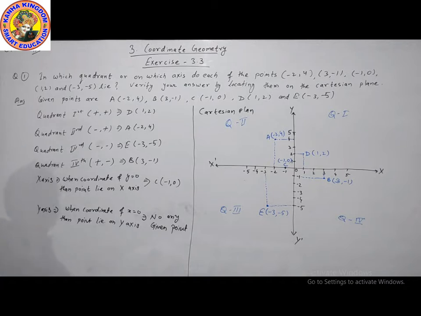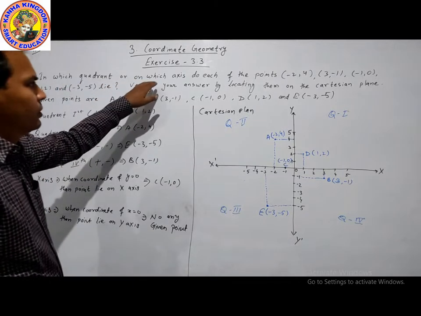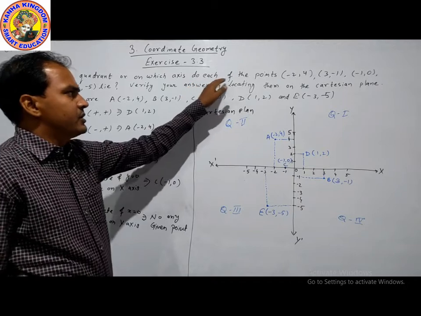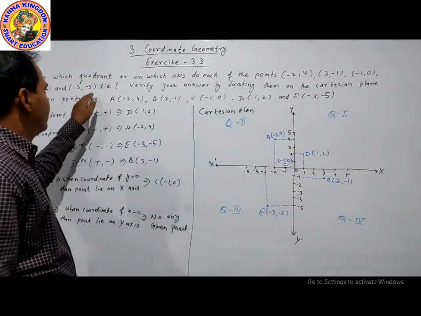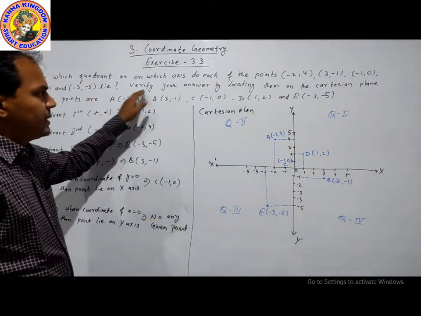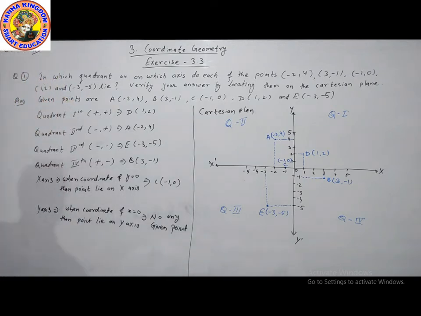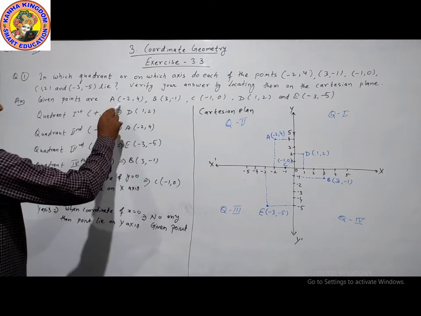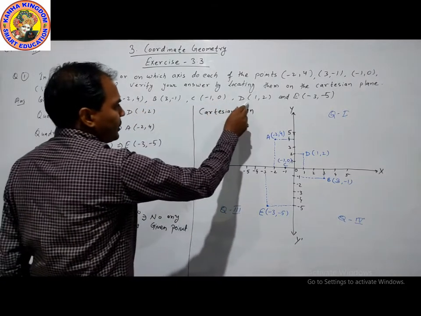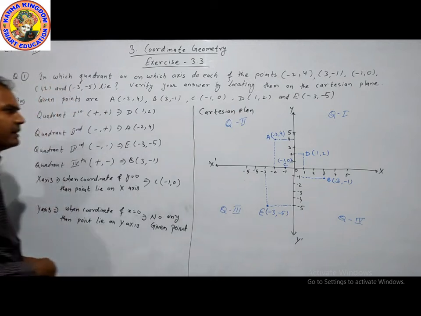Let's begin from this question. In which quadrant or on which axis does each of the points lie? Verify your answer by locating them on the Cartesian plane. First of all, given points. We will name these points point A, point B, point C, point D and point E. There are 5 points.